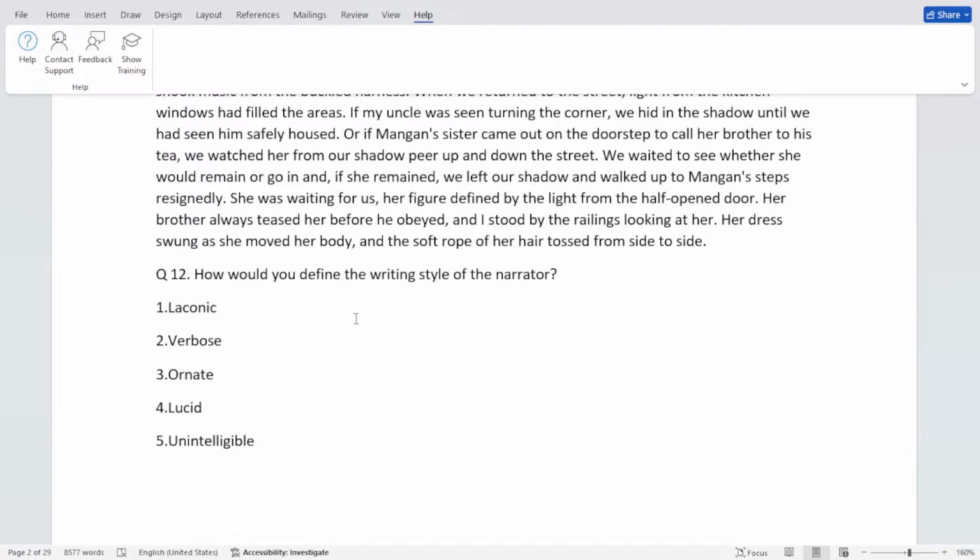Let us see. The first one is laconic, which is about a person's speech and style, how they represent. Verbose is expression in many terms. And ornate is nothing but unusual words or complex structures. Unintelligible means impossible to understand. Accordingly, what will be the correct answer? Ornate is the correct answer. So now we will go for the next question.